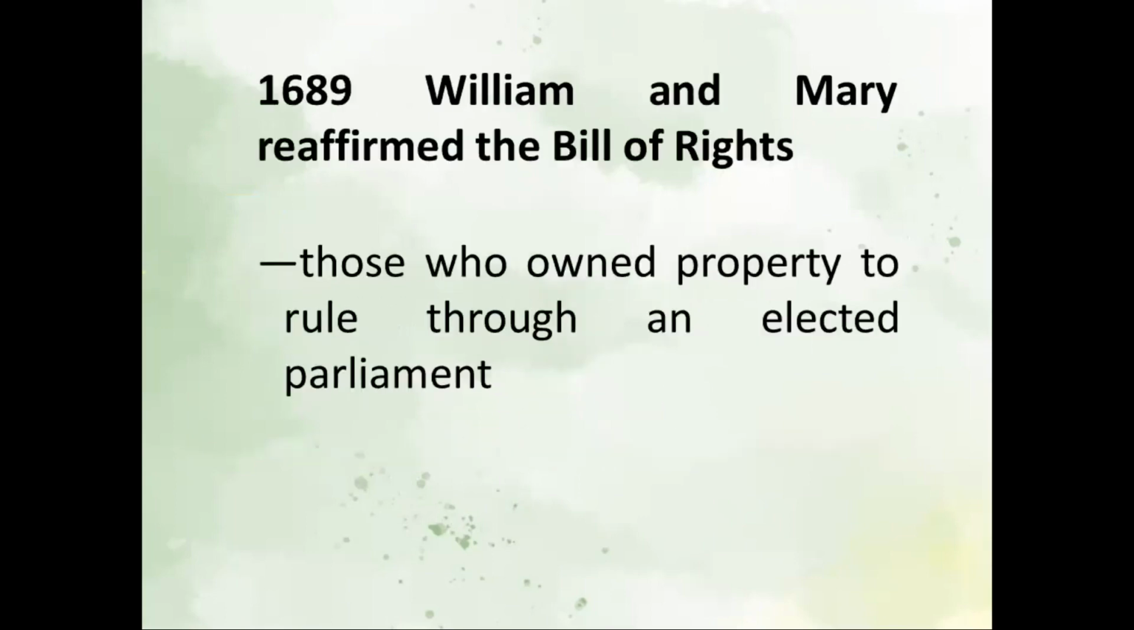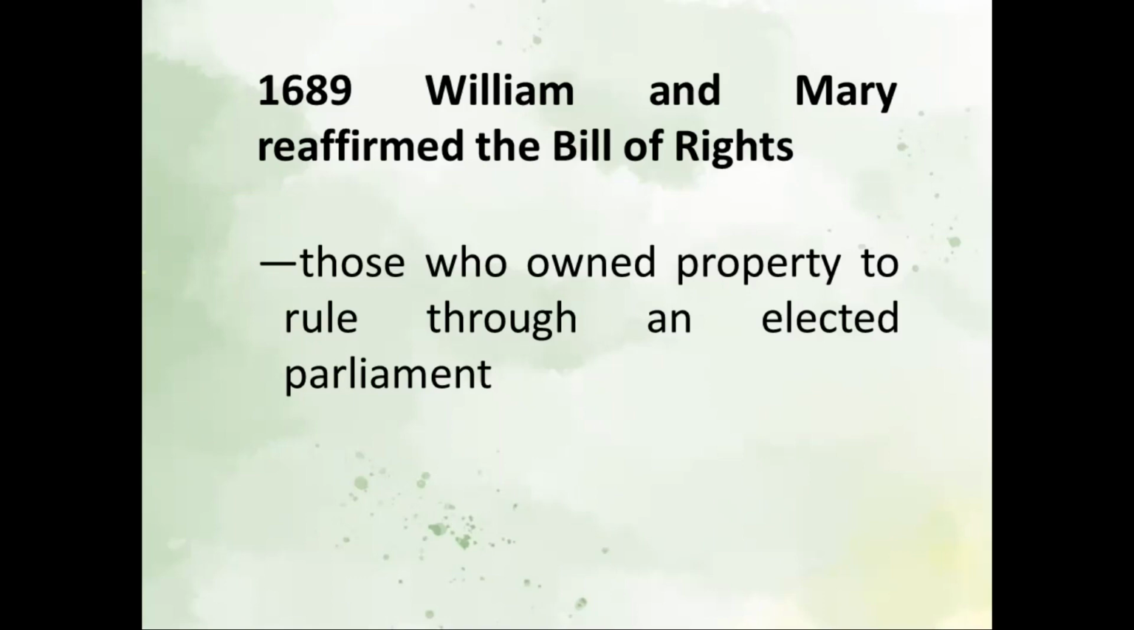So in 1689, William and Mary reaffirmed the Bill of Rights that allowed those who own property to rule through an elected Parliament, though not the democracy type of England that we now see.